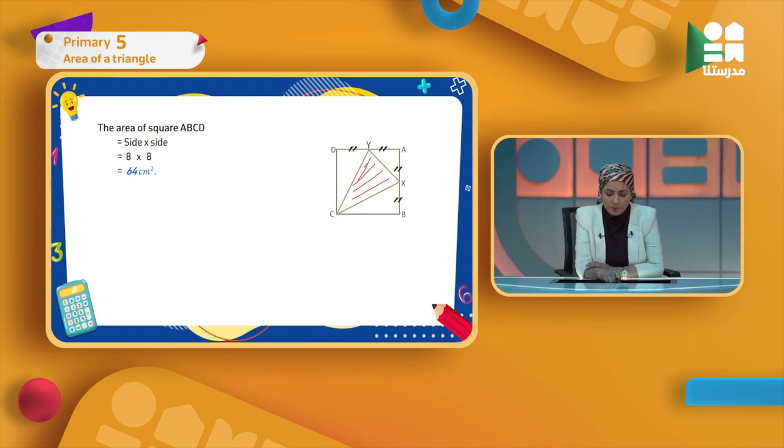So here the area of triangle YCX is equal to the area of ABCD minus the sum of areas of triangles DCY, CBX and AXY. So it's 64 minus 16 plus 16 plus 8, which is 64 minus 40. Then the answer will be 24 centimeters squared.